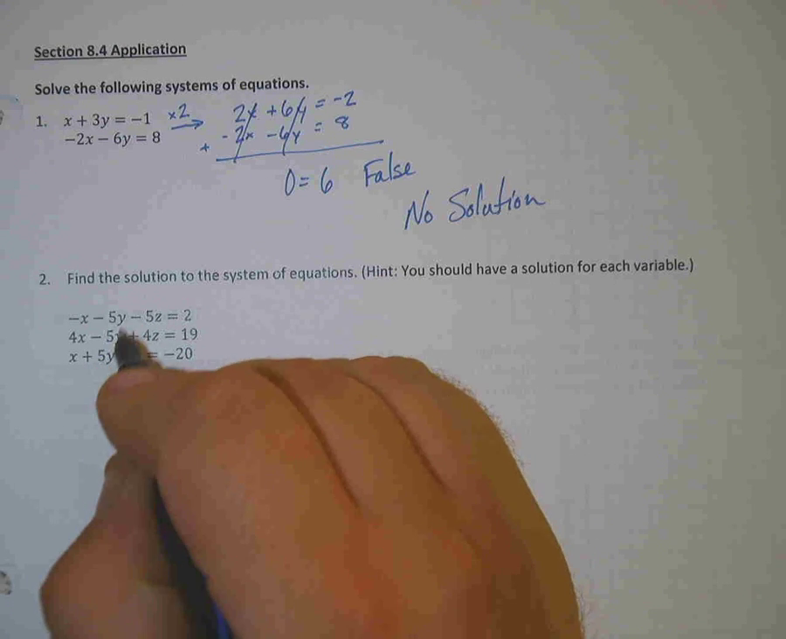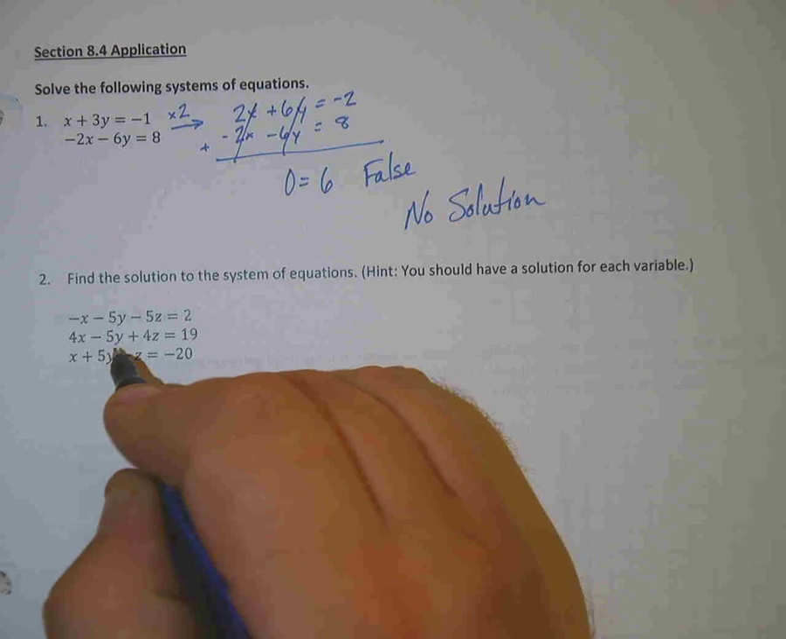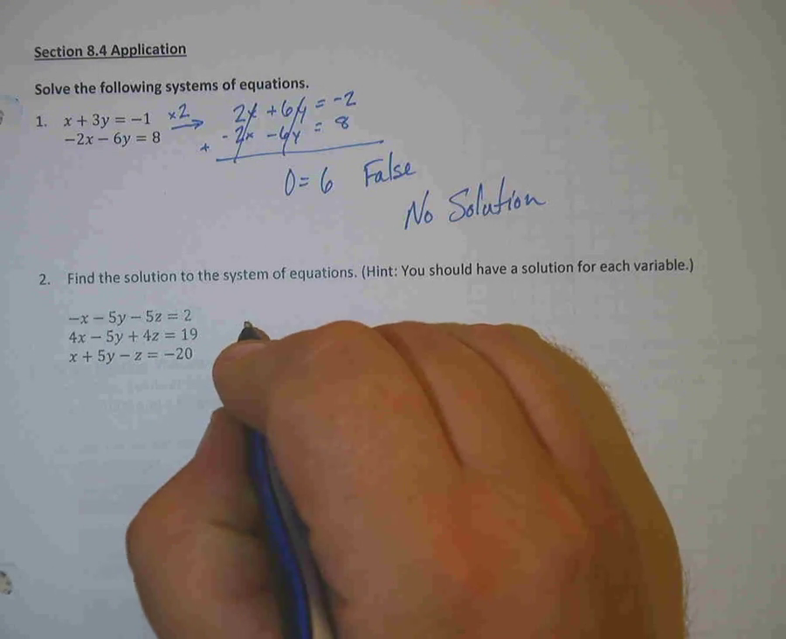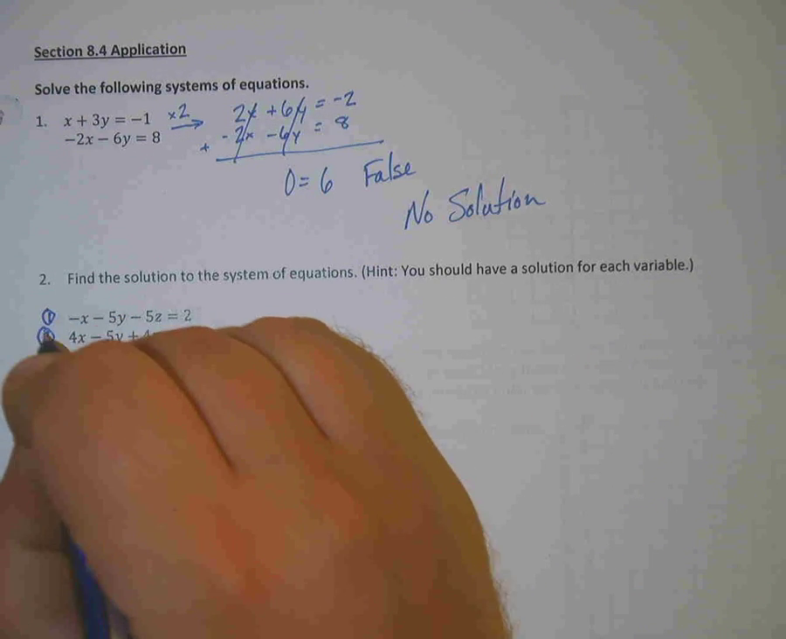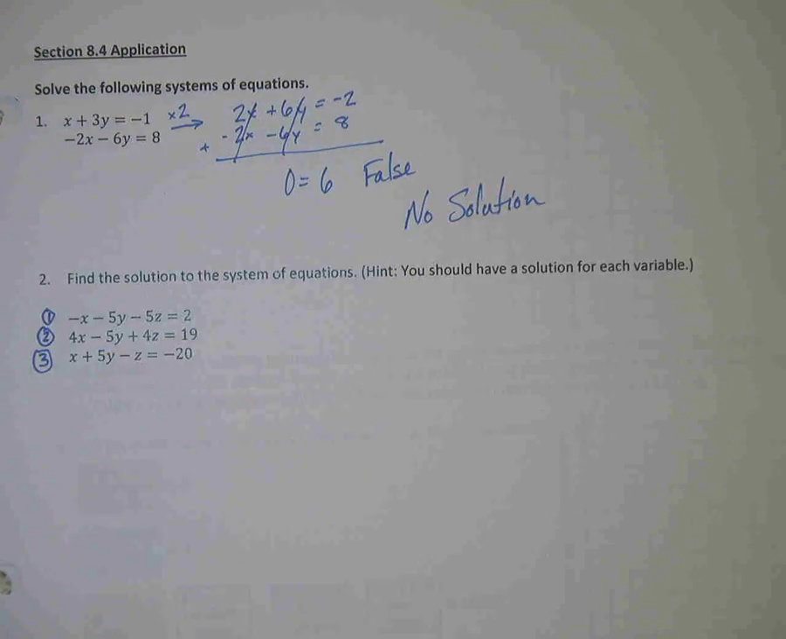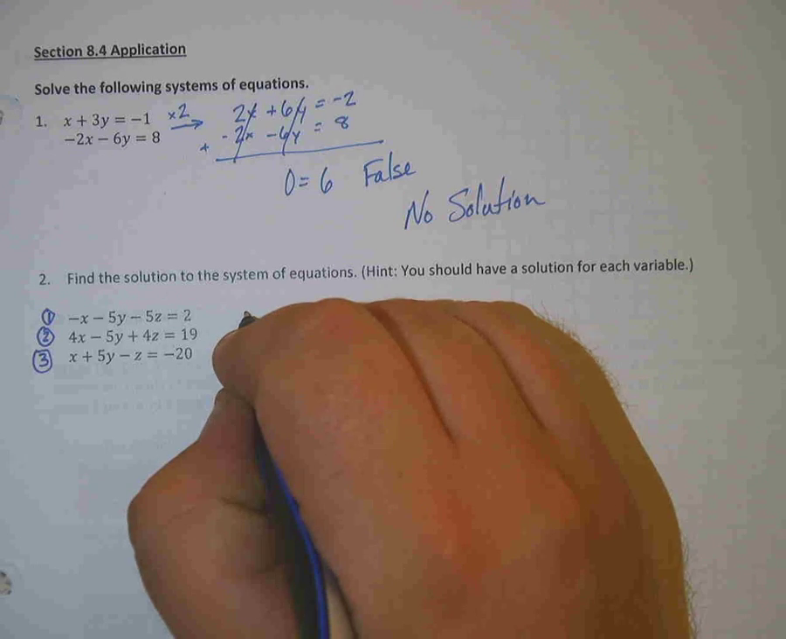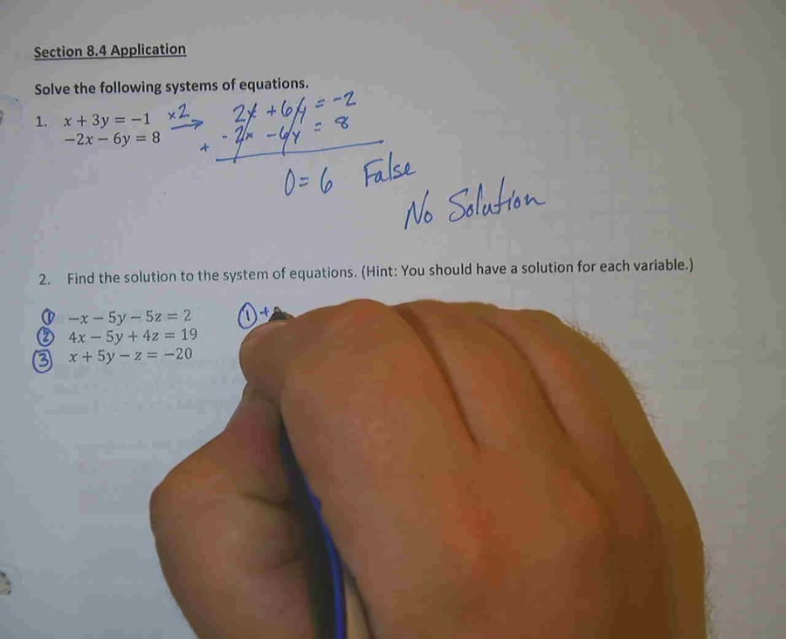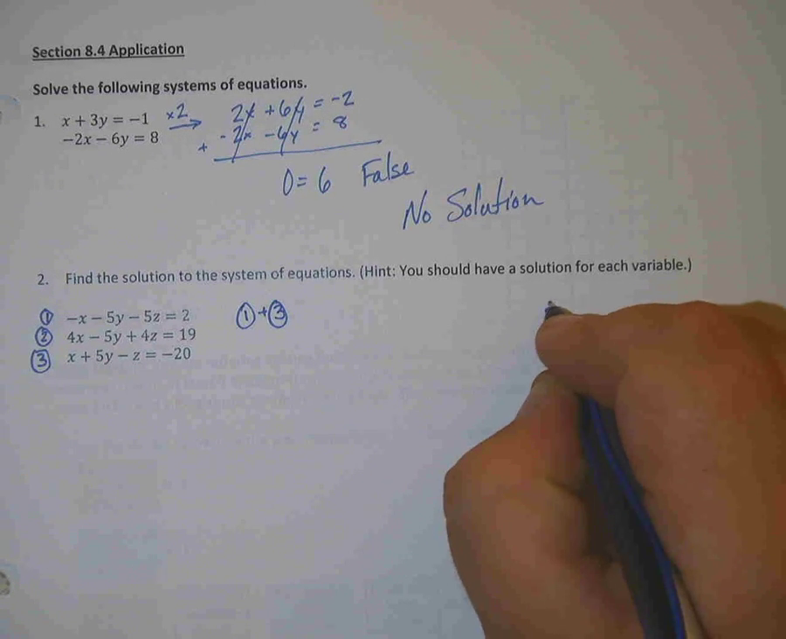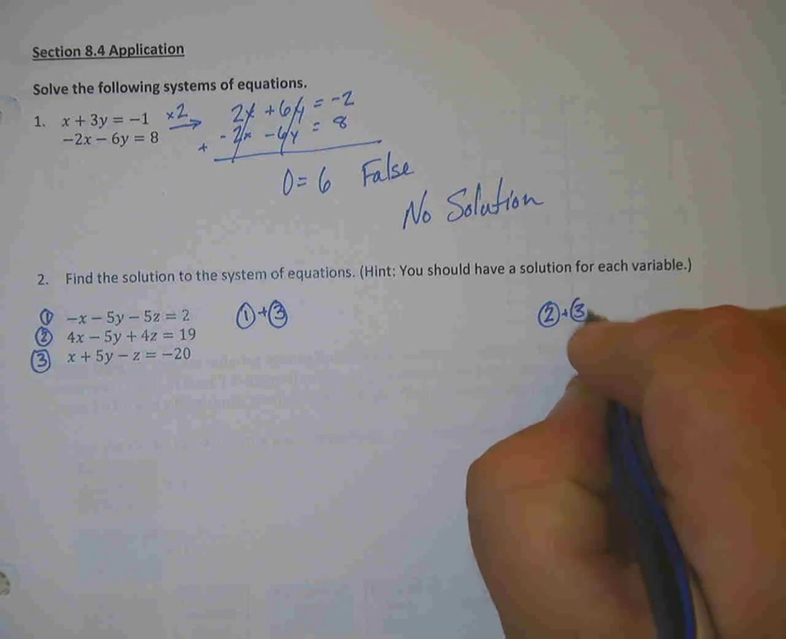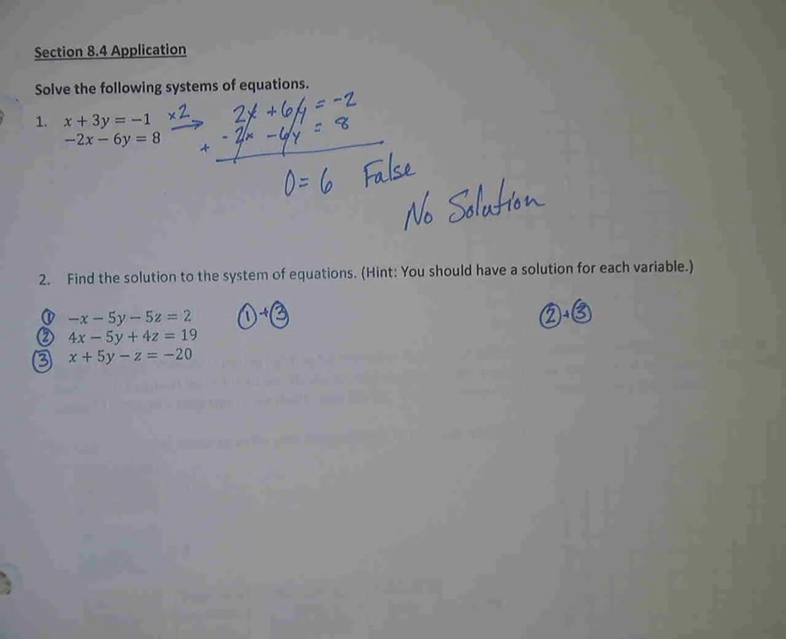If you notice, the y's all have a coefficient of positive or negative 5. So I'm going to make one equation. I always look at these as equation 1, equation 2, and equation 3. I'm going to make one equation by going equation 1 plus equation 3, and then I'm going to make another one by going equation 2 plus equation 3. That's because 3 has a positive 5 and the other 2 have negative 5s.